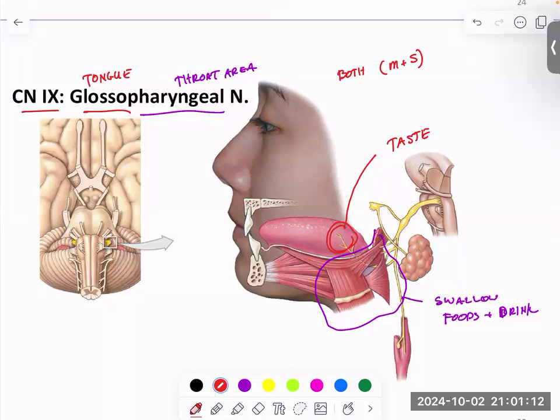There's technically a third, but we won't talk about it. But yes, your tongue is the next one.